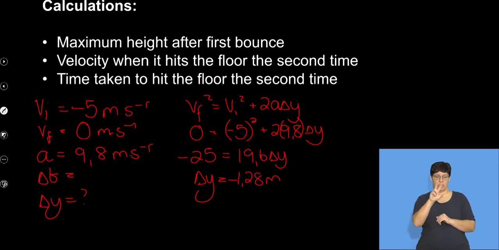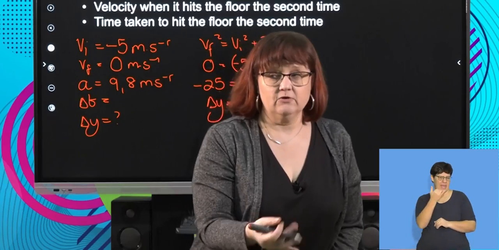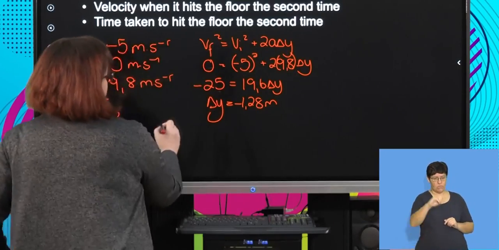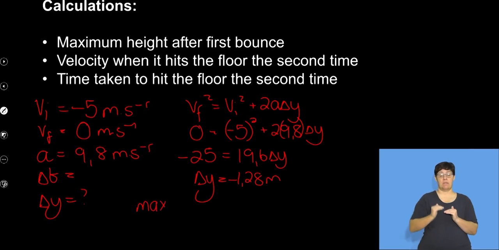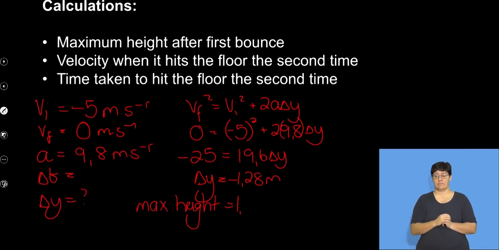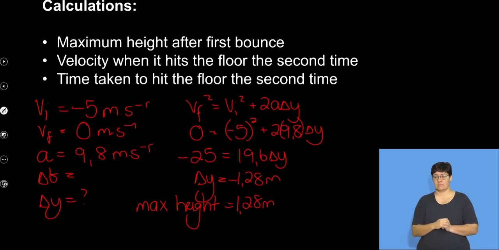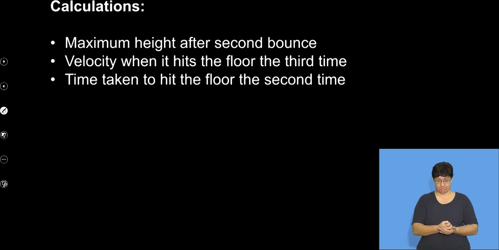I'm happy with that being a minus because I said down is positive. It's now moved up. So the maximum height is 1.28 meters. Okay? We want the velocity when it hits the floor for the second time. So that's the next thing.